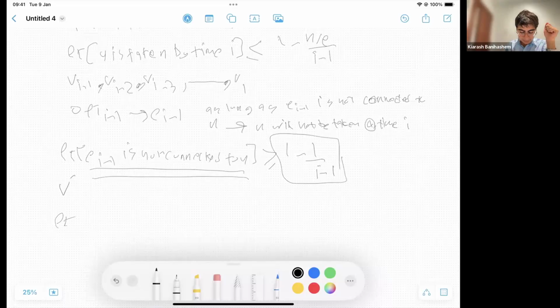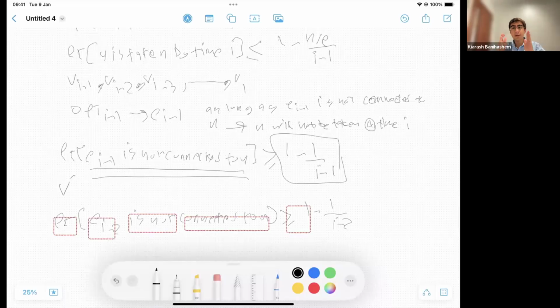Then what is the probability that EI minus 2 is not connected? This is going to be bigger than 1 minus 1 over I minus 2, for the exact same reason, because I have I minus 2 vertices now, and only one of them is possibly connected to U in the optimum matching. And as long as that is not the vertex that arrives, I'm going to be fine.